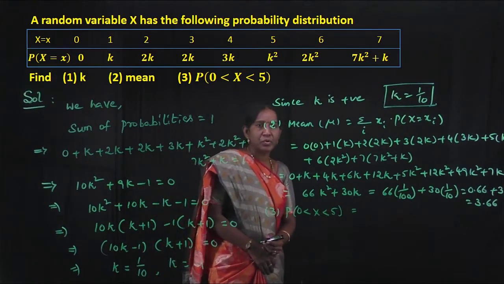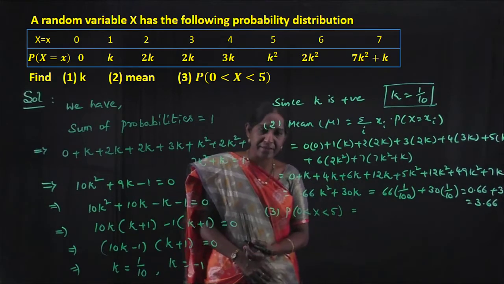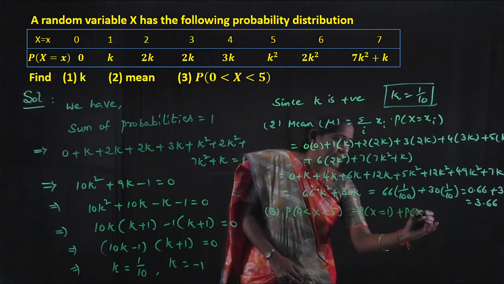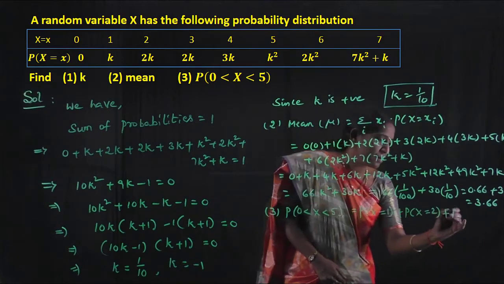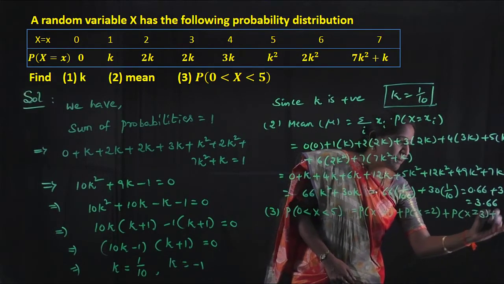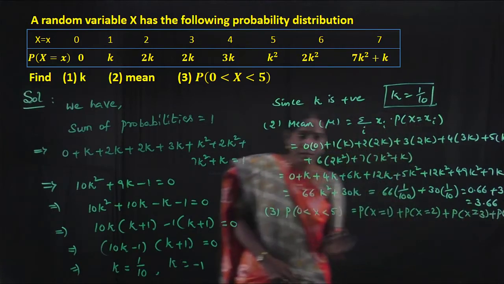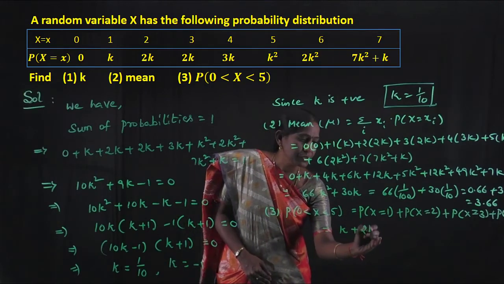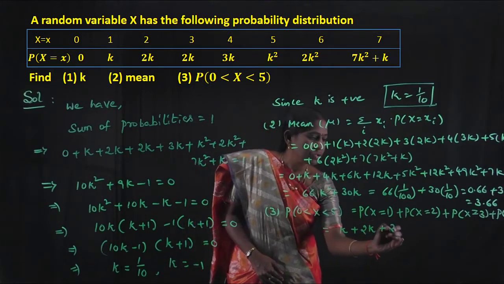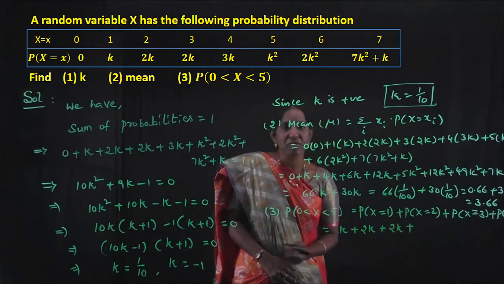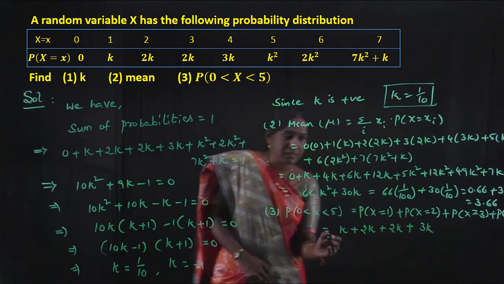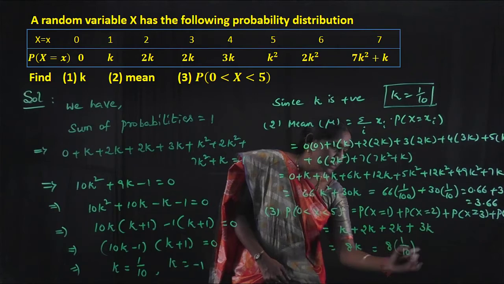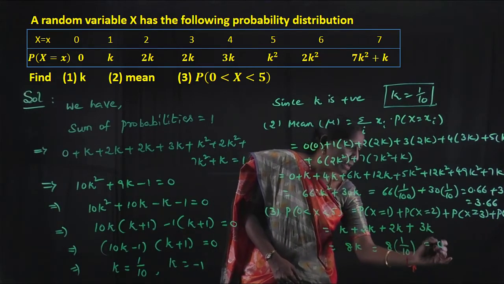Then the random variable x ranges greater than 0 and less than 5. Those are p of x equal to 1 plus p of x equal to 2 plus p of x equal to 3 plus p of x equal to 4. Then these values: p of x equal to 1 is k, p of x equal to 2 is 2k, p of x equal to 3 is 2k, plus p of x equal to 4 is 3k. By adding all these we get 8k, and the value of k is 1 by 10. Then it is 8 by 10, the value is 0.8.